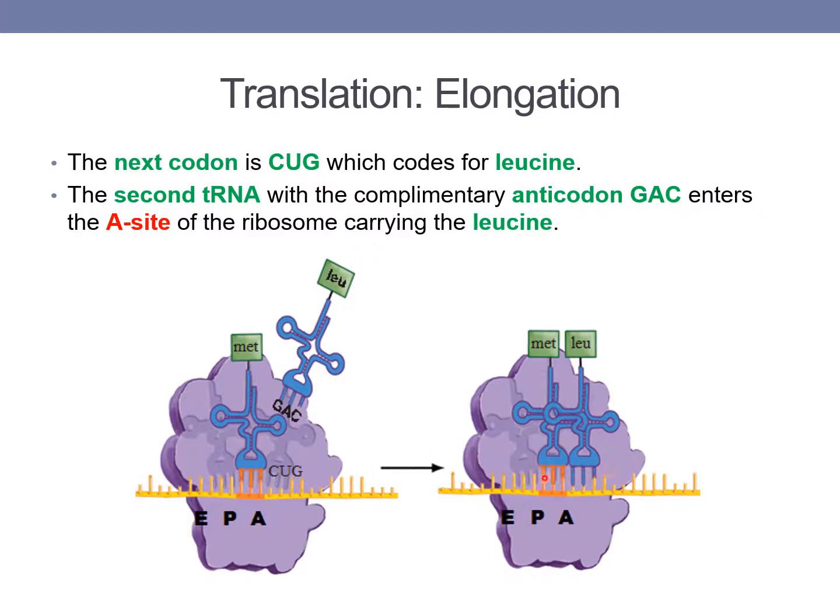When there are two transfer RNAs in both of these sites in the ribosome, a peptide bond will form between the methionine and the leucine, or any other amino acids that are attached to those transfer RNAs. So these amino acids are going to form a peptide bond, and then the ribosome will shift so that now the first transfer RNA is in the E site, and the second transfer RNA is in the P site.